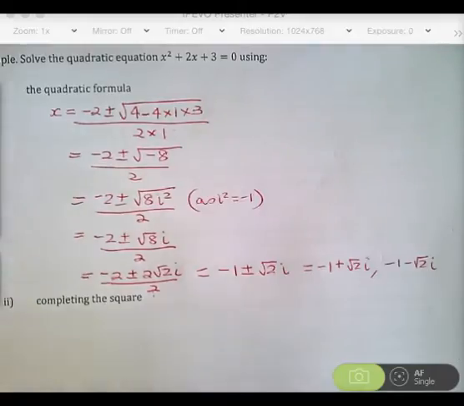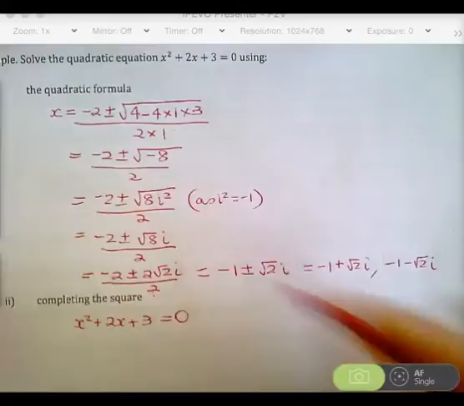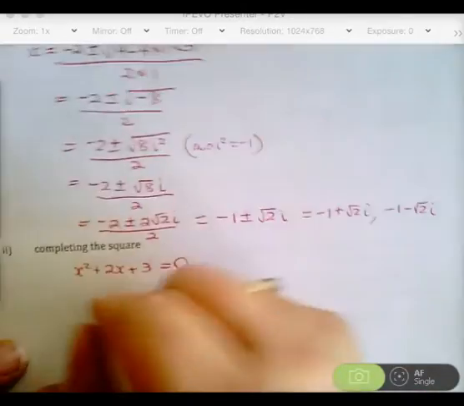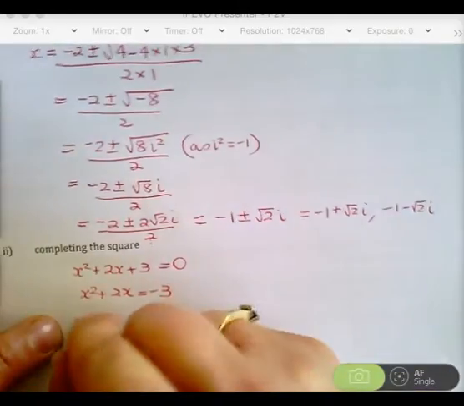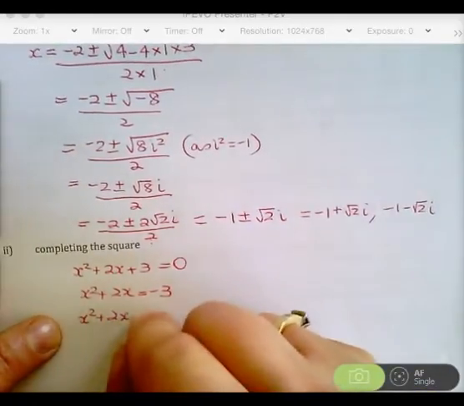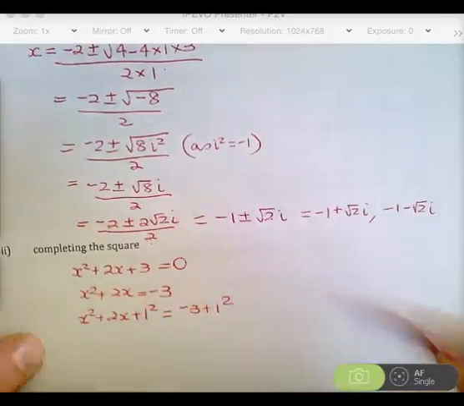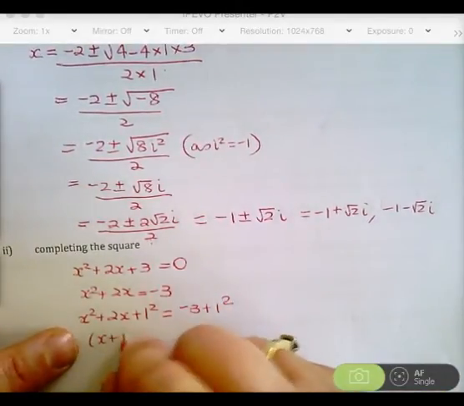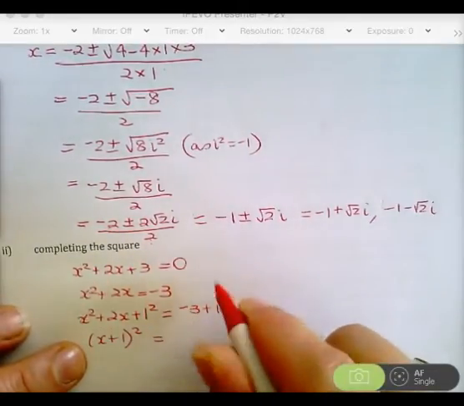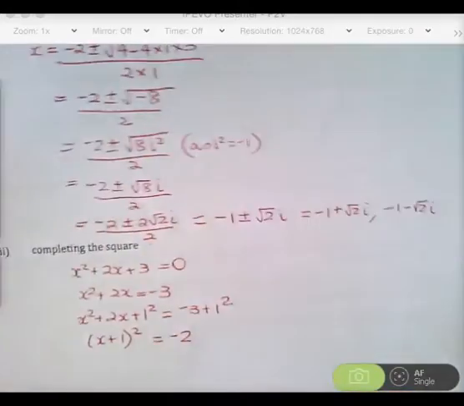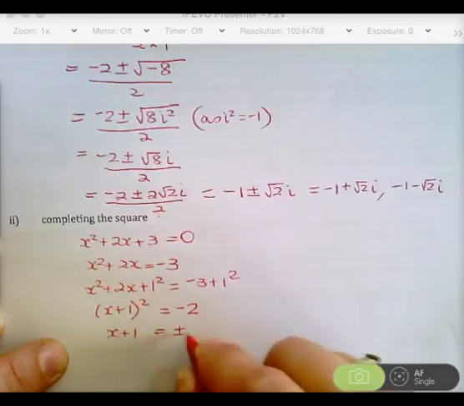Quadratic equation by completing the square, x squared plus 2x plus 3 equals 0. So therefore, x squared plus 2x equals -3. Completing the square, half of 2 is 1, so we're adding 1 squared to both sides. So therefore we've got, writing this as a perfect square, x plus 1 all squared equals -3 plus 1, which is -2.